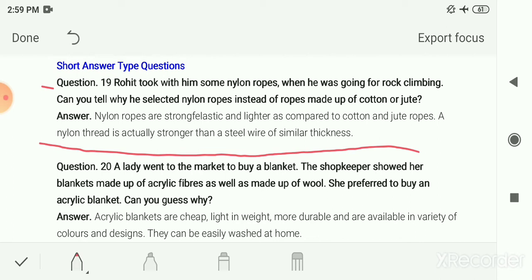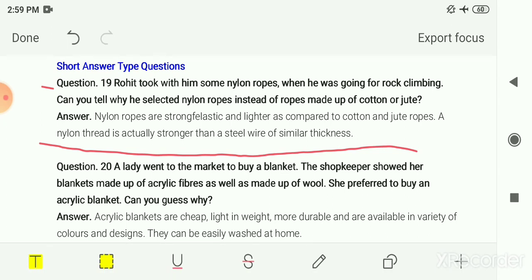So it is very strong and has the property of elasticity. That means it will not break easily, and it is also lighter in weight as compared to natural fibers like cotton and jute. So that's why Rohit brought nylon ropes instead of ropes made of cotton and jute. And a nylon thread is actually stronger than a steel wire of similar thickness. So that's why he brought the nylon ropes with him when he went rock climbing.